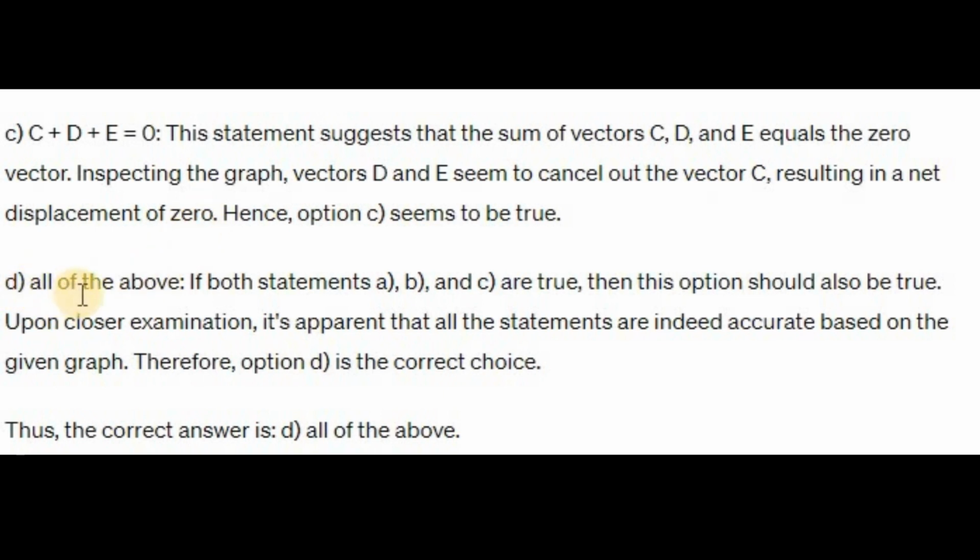D, all of the above. If statements A, B, and C are all true, then this option should also be true. Upon closer examination, it is apparent that all statements are indeed accurate based on the given graph. Therefore, option D is the correct choice. Thus, the correct answer is D, all of the above.